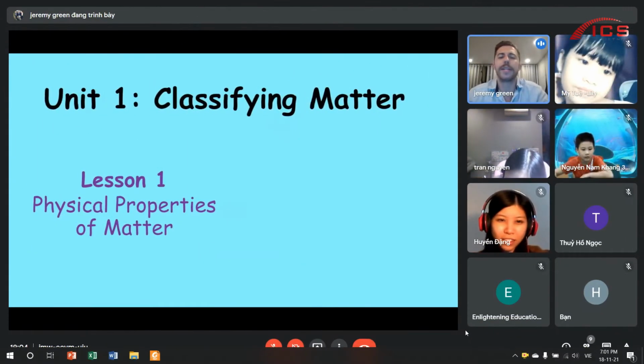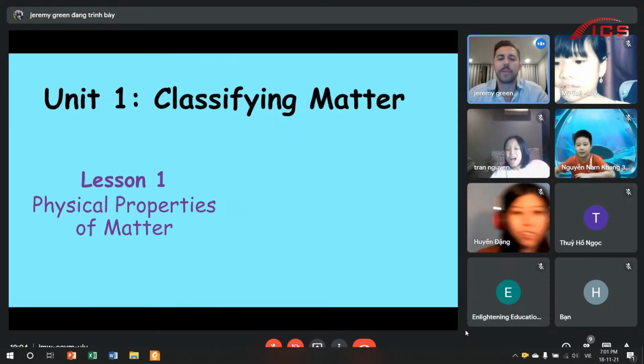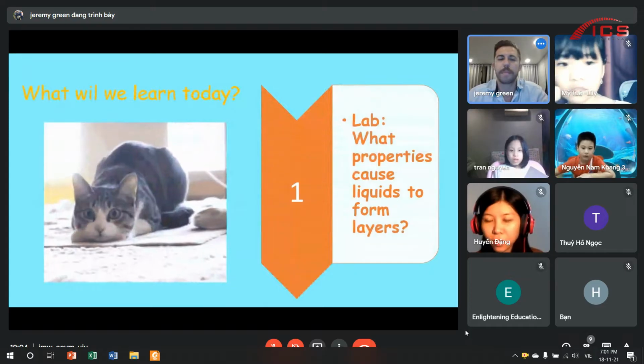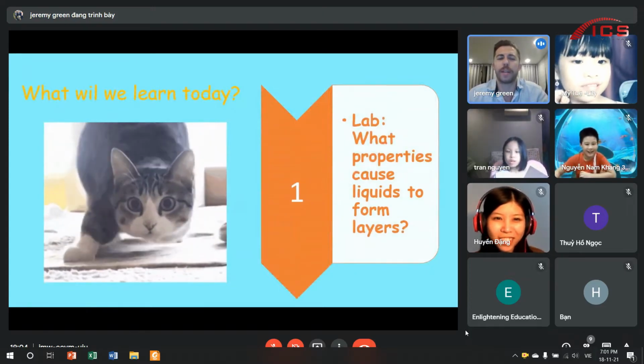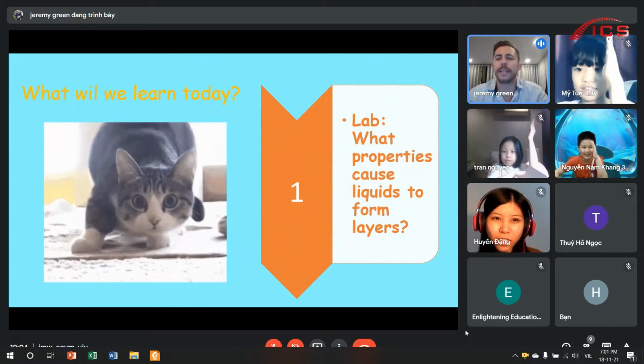Okay, so today we are doing classifying matter. Lesson 1 is physical properties of matter. Okay, who will read this for me? What will we learn today? Betty.